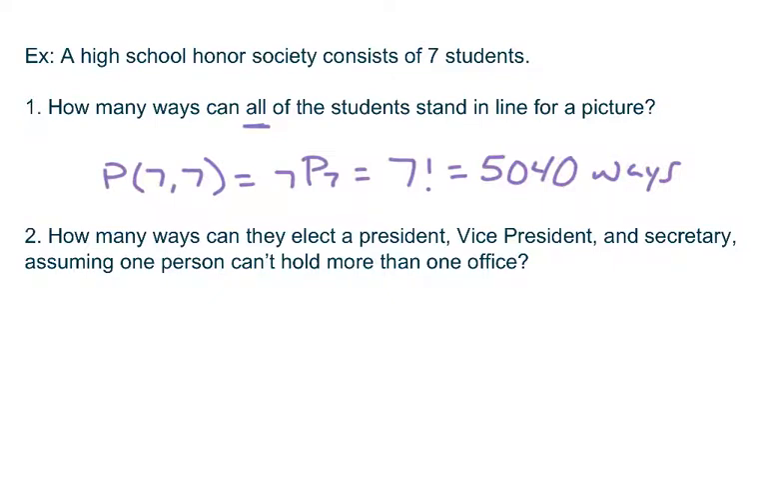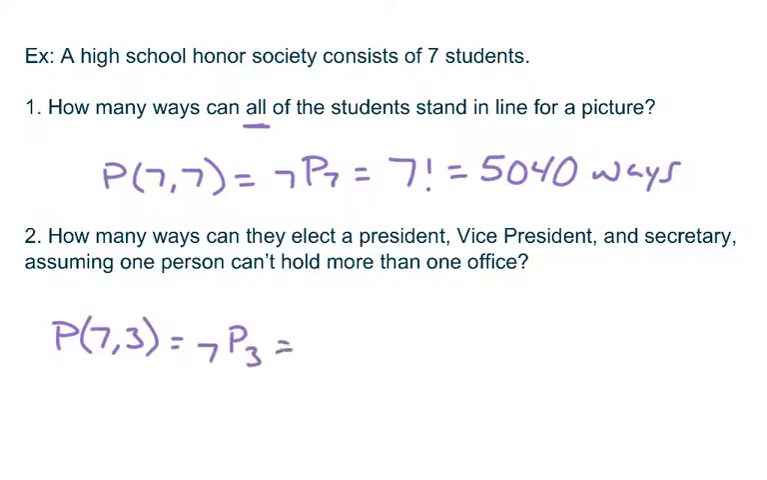Question number 2, how many ways can they elect a president, vice president, and secretary, assuming one person can't hold more than one office? This is where our R value is not going to be the same as our N value. Now we're only electing 1, 2, 3 people out of our 7. The order still matters, because being elected president is different than being elected vice president, which is different than being elected secretary. So we are going to use our calculator again, with our shorthand notation. Permutations, 7 comma, this time not 7, but 3, because we want to select 3 people in a specific order for president, vice president, and secretary. So in calculator shorthand, that's 7p3.